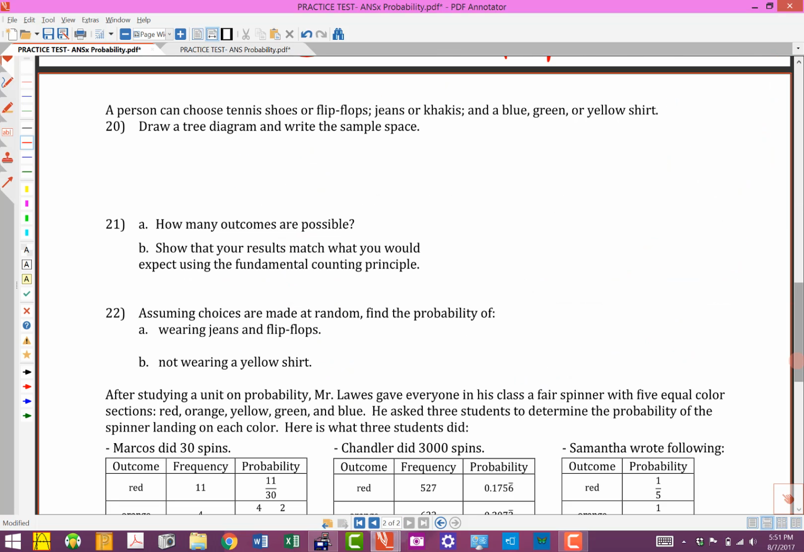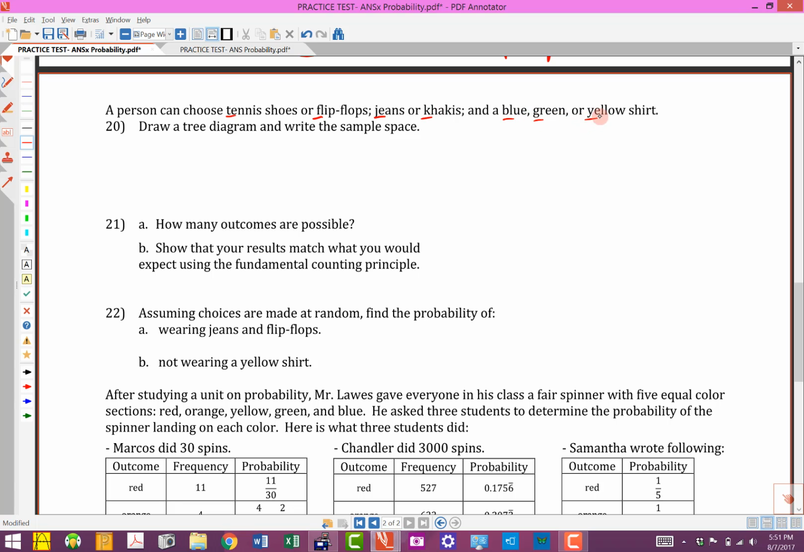All right, on number 20, we want to do a couple of things, and this does go back to tree diagrams. So it says draw a tree diagram and write the sample space. So here's what we've got. Tennis shoes or flip-flops. So we're going to do T or F for that. Jeans or khakis, so we'll do J or K for that, and then either a blue, a green, or a yellow shirt.